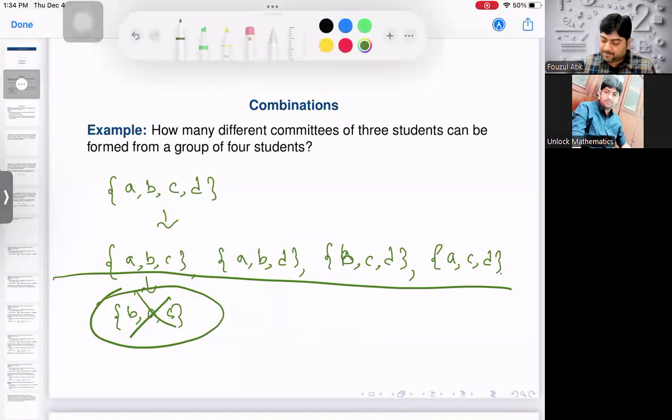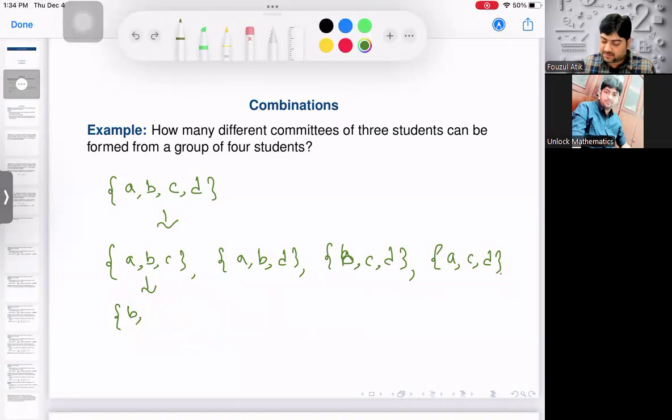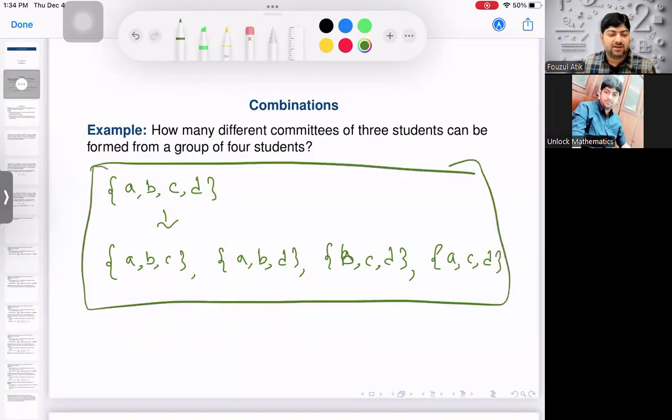So I will try to connect this with our permutation. This one, you know it already, so leave it. Now we'll understand this problem through permutation. If I ask the question, how many ways can you arrange 3 students from a group of 4 students? What is the answer? You know it from the previous class, it is P(4, 3). That means how many ways you can arrange it, right?